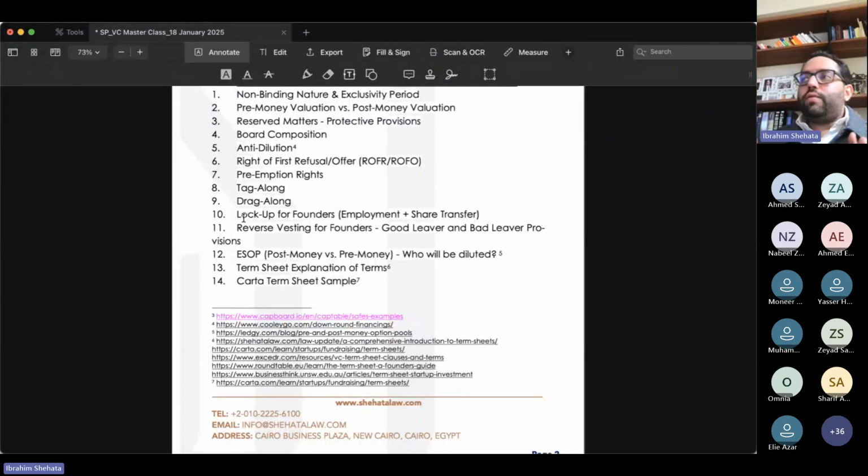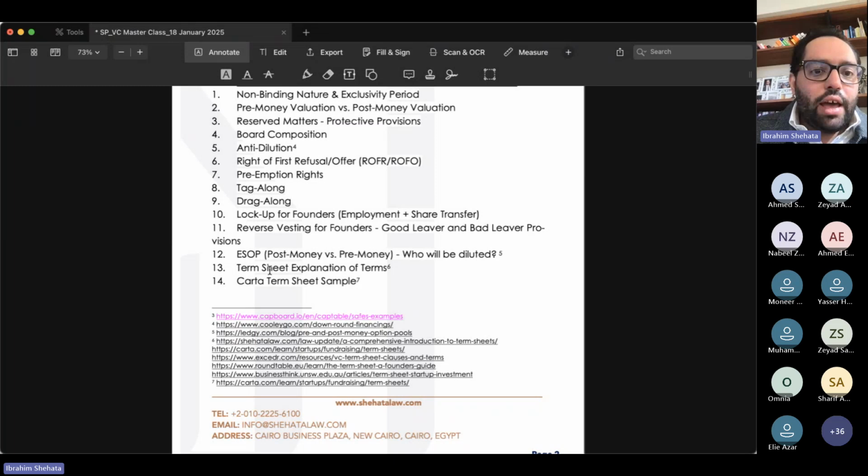And then you would have good leaver and bad leaver provisions, which basically means that if you leave the company on good terms, you retain the shares. If you leave the company on bad terms, you have to sell back the shares at a very minimal price to the company. And then you have the ESOP, which is also one of the things that you need to worry about, whether it's post-money or pre-money. ESOP pre-money means that it dilutes only the founders. ESOP post-money means it dilutes everyone, including the investors that are joining this term sheet. So this is what you need to care about.